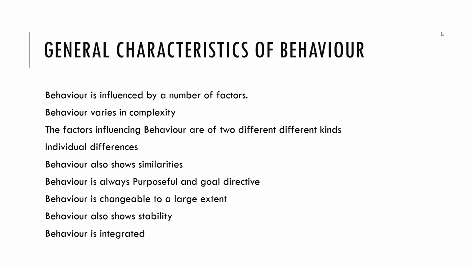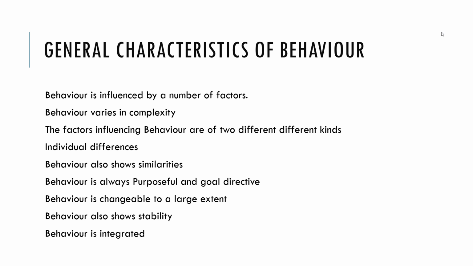Behavior is changeable to a large extent. Now if you see the first characteristic, which is that behavior is influenced by a number of factors, if we just change those factors, your behavior is changed. Take that example which I just gave you, a person who was a good person became a bad person because of bad friends he met in the future. So his surrounding was changed, and then his behavior got changed. So behavior is changeable to a large extent.